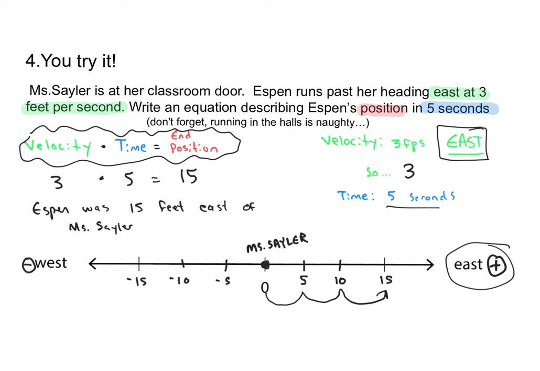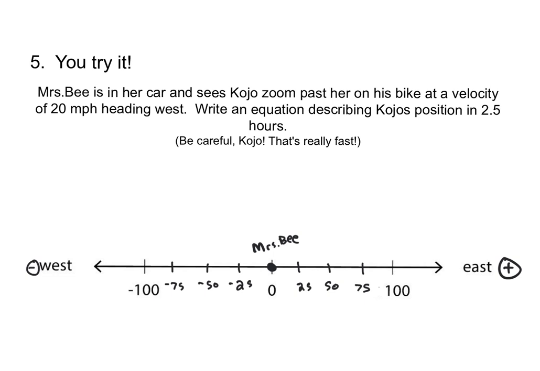All right, let's try one more. So here we have Miss B in her car. So Miss B is our reference point at 0, and she sees Kojo zoom past her on his bike at a velocity of 20 miles per hour heading west. Write an equation describing Kojo's position in 2.5 hours. If you see Kojo, tell him to be careful. That's very, very fast. Go ahead and pause and see if you can get this figured out.